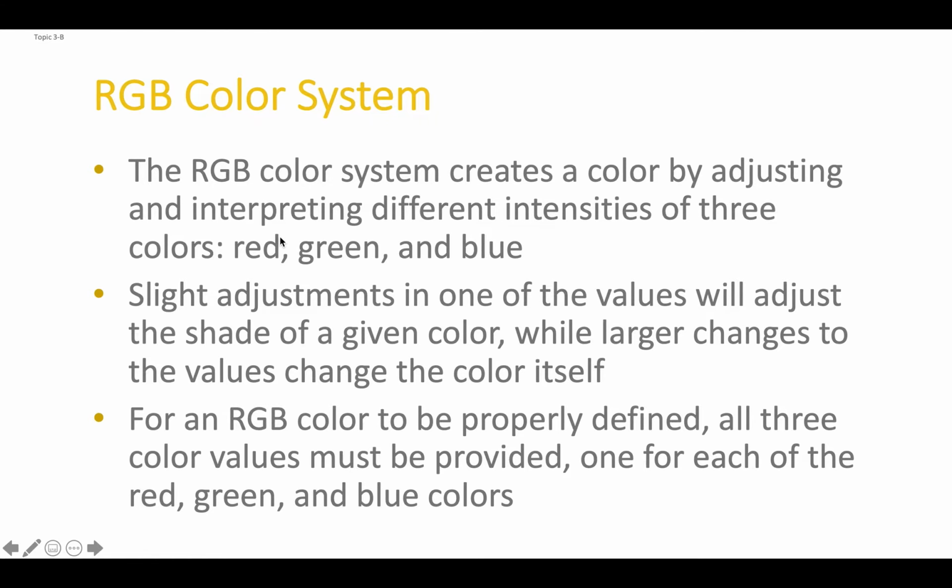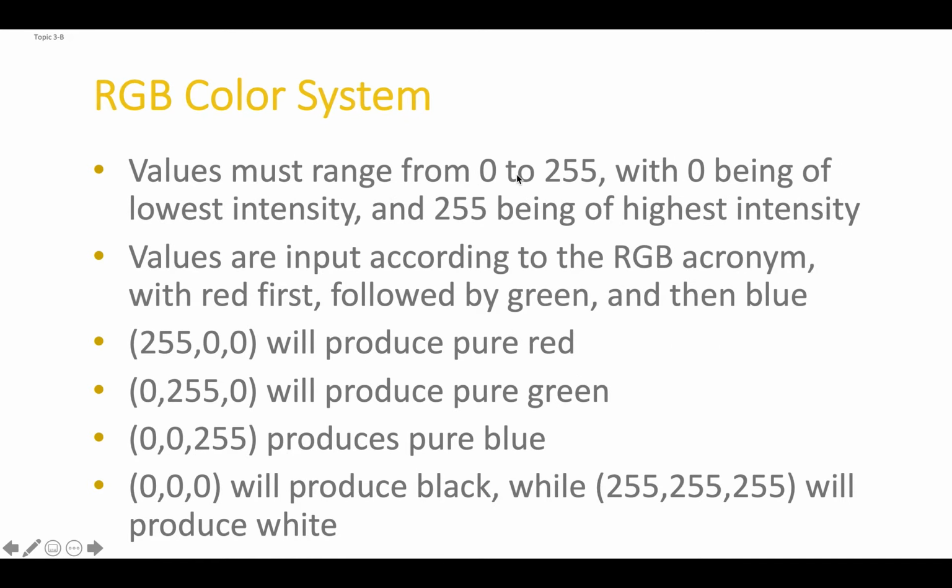Slight adjustments in one of the values will adjust the shade of a given color, while larger changes to the values change the color itself. For an RGB color to be properly defined, all three color values must be provided, one for each of the red, green, and blue colors. So it's a mixture of red, green, and blue, whatever color you want. The red, green, and blue values go from 0 to 255, with 0 being the lowest intensity and 255 being the highest.